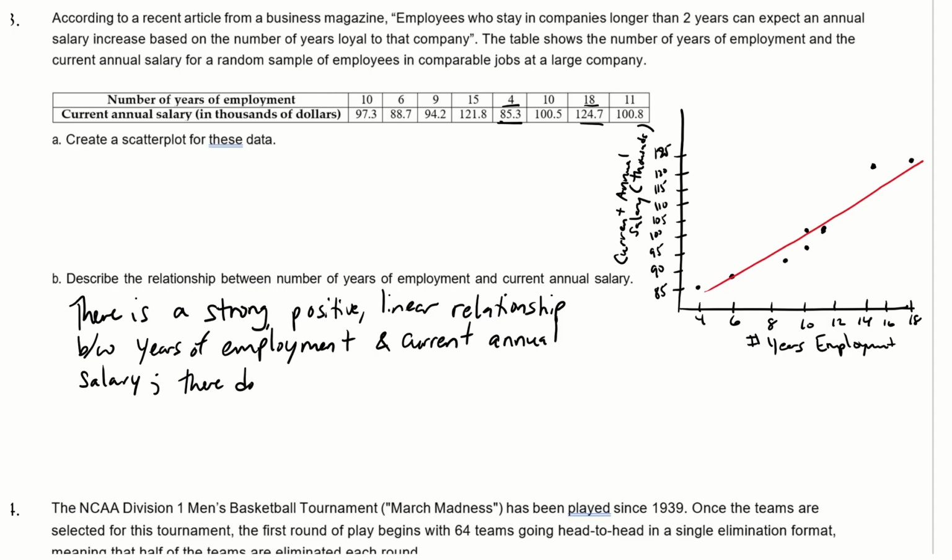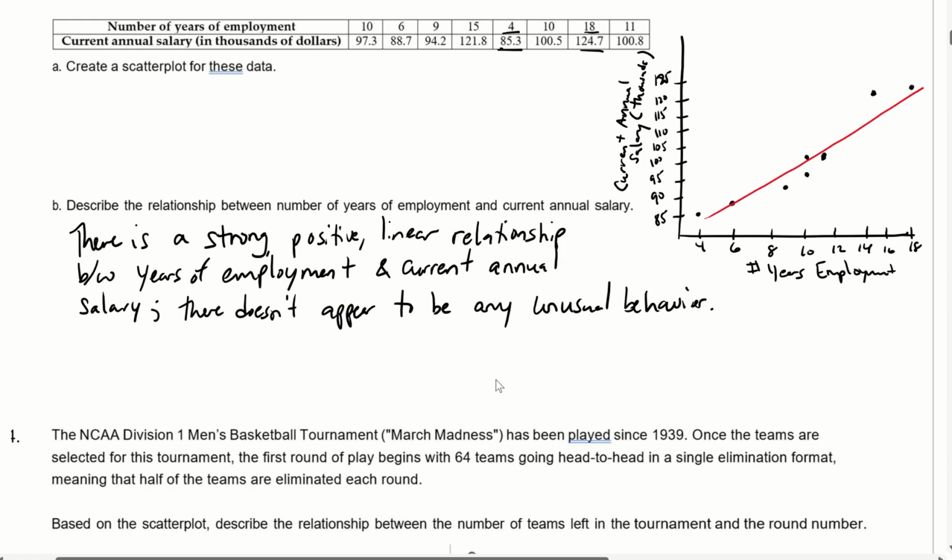And then we could say there doesn't appear to be any unusual behavior. Outliers or anything like that.